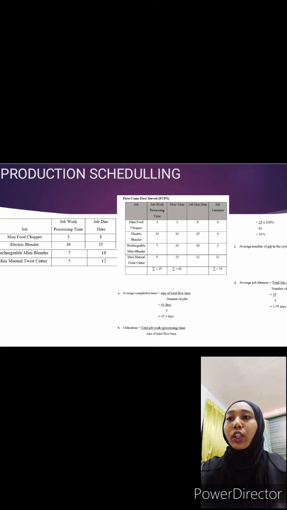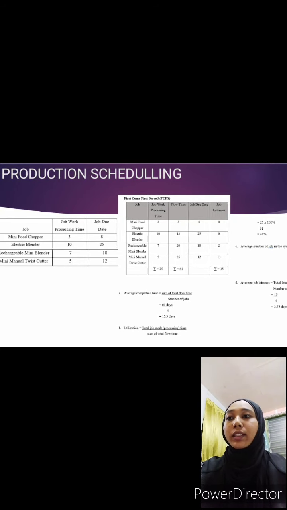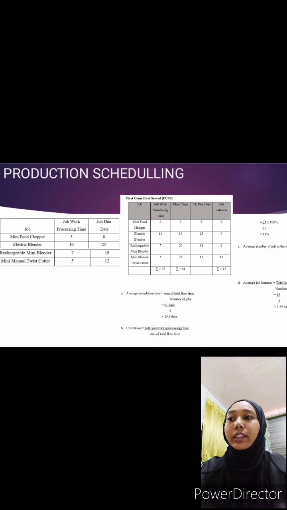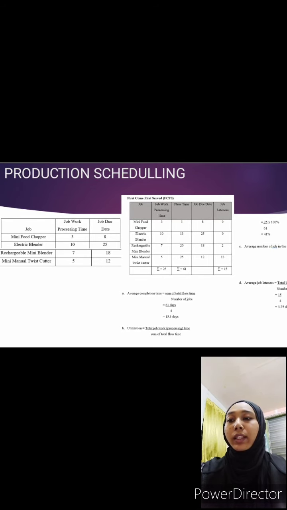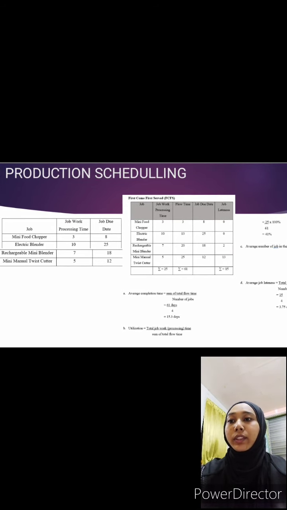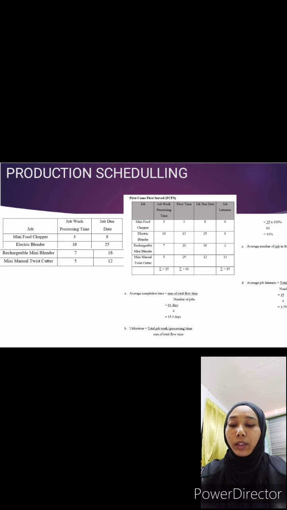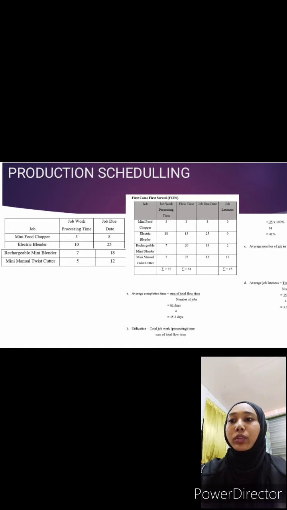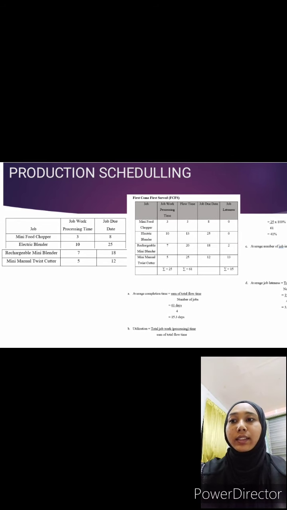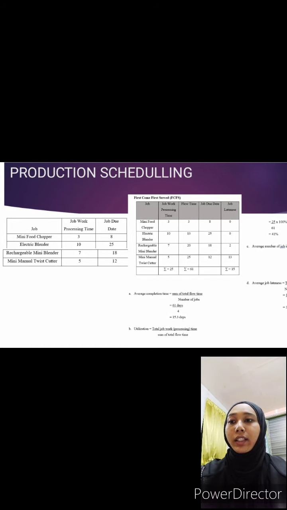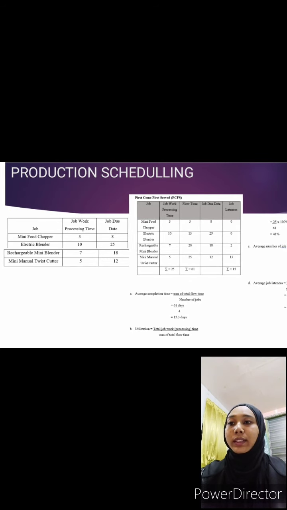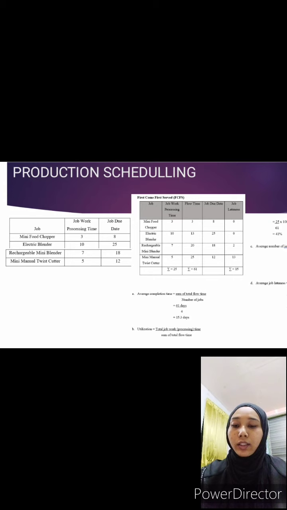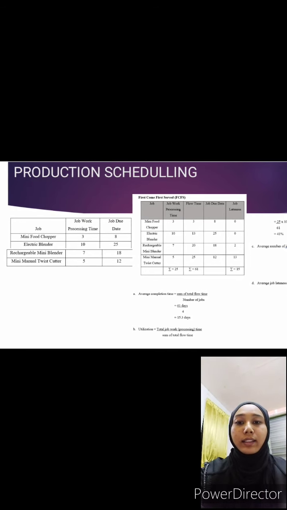Okay, next for job lateness, there is no job lateness for mini food chopper and electric blender, but for rechargeable mini blender we get a job lateness value, which is 2 because 20 minus 18, then we get 2 days job lateness for rechargeable mini blender. And for twist cutter we get 13, 25 minus 12, so we get 13.